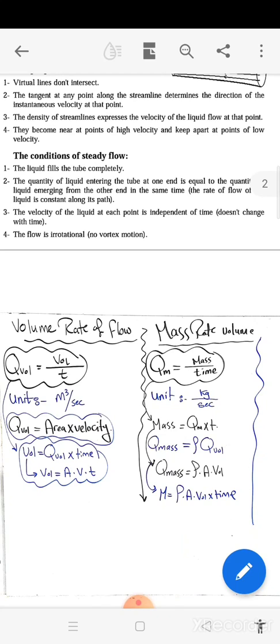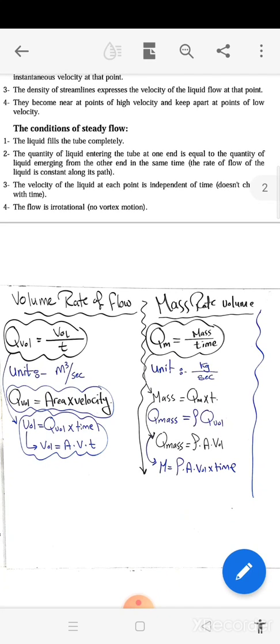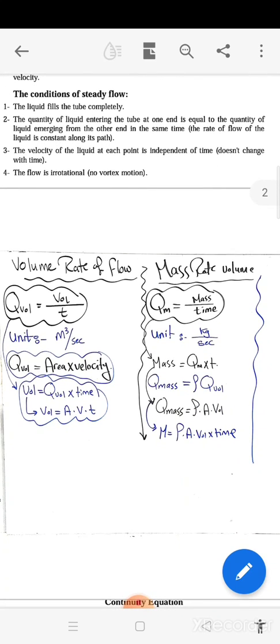Rate is something over time. So the volume rate of flow, Q, is volume over time. Its unit is meter cubed per second. Mass rate of flow is mass over time. The unit is kilogram per second. Volume rate of flow is also known as area times velocity.